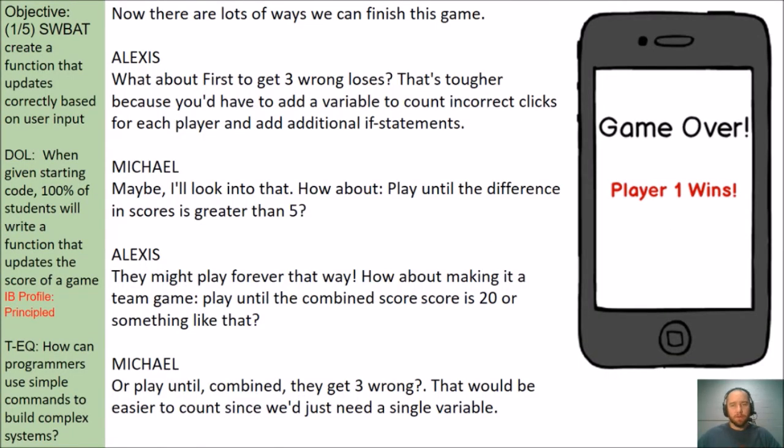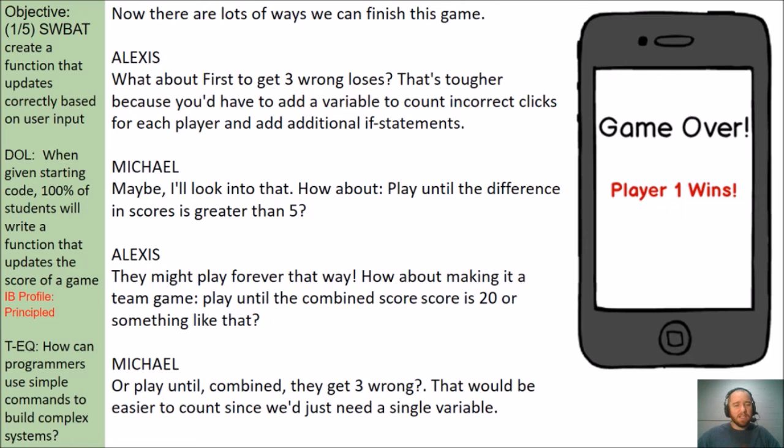Now there are lots of ways we can finish this game. Alexa says, what about first to get 3 wrong loses? That's tougher because we'd have to add a variable to count incorrect clicks for each player and add additional if statements. Then Michael says, I'll look into that. How about play until the difference in scores is greater than 5? Ooh, I like that one because it's a basketball reference. Or at least the way I used to play in the park, street ball that is, whoever wins will have to win by 2.